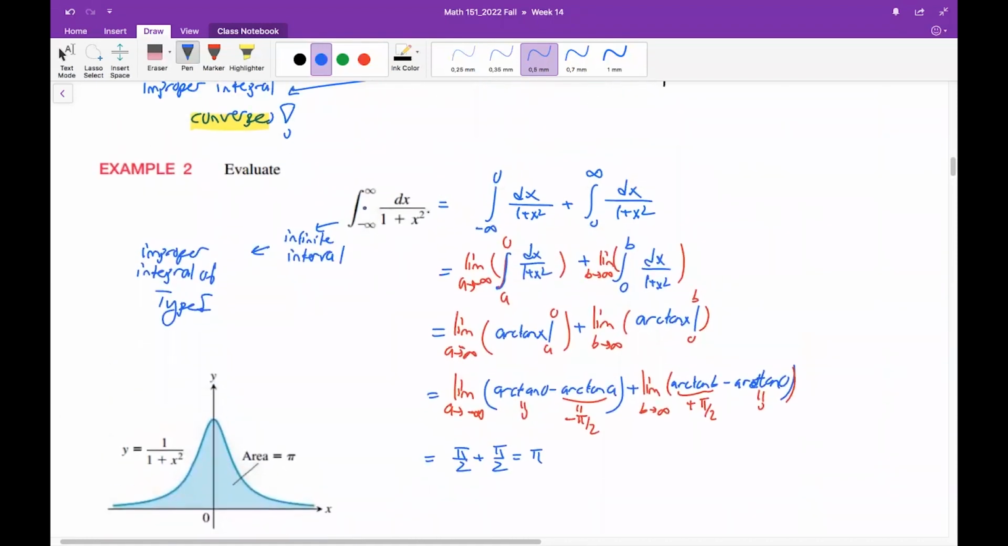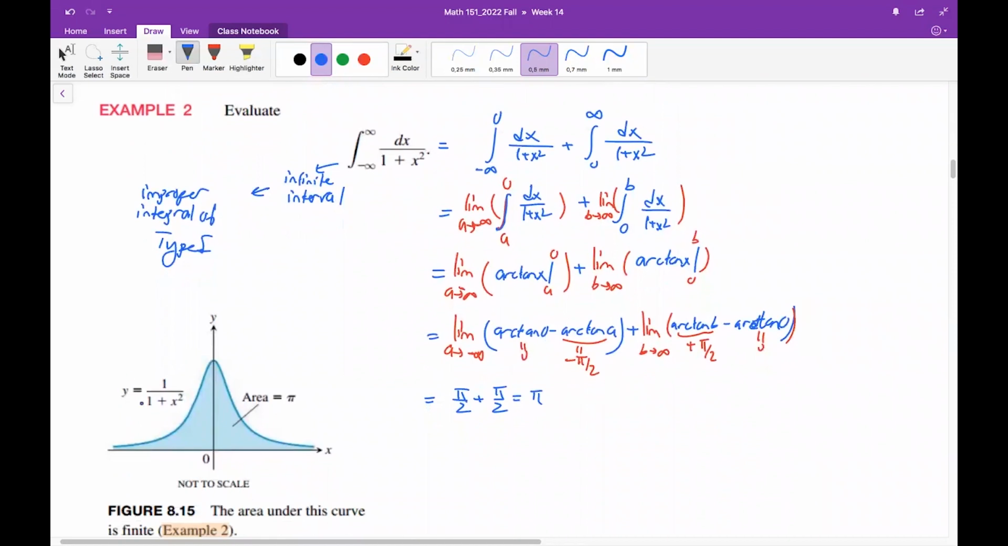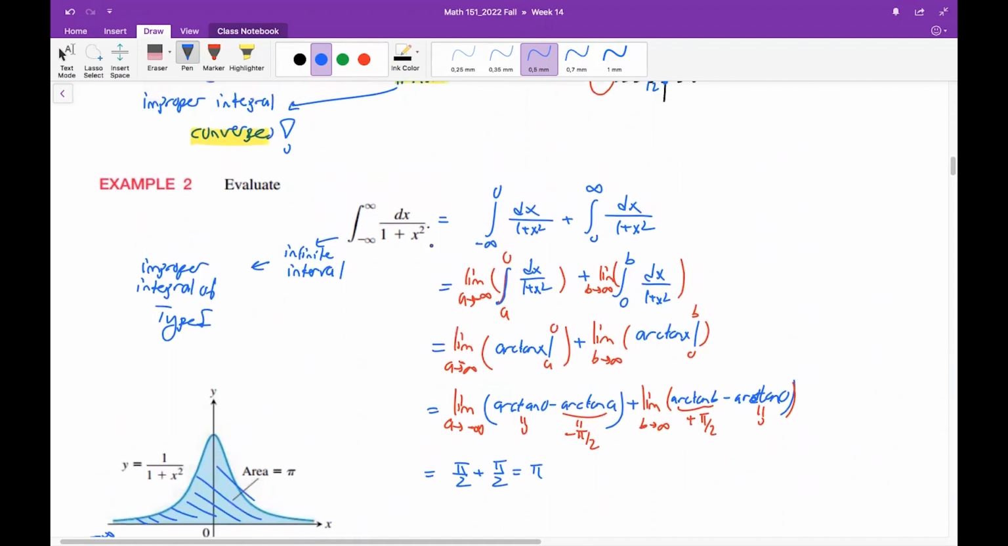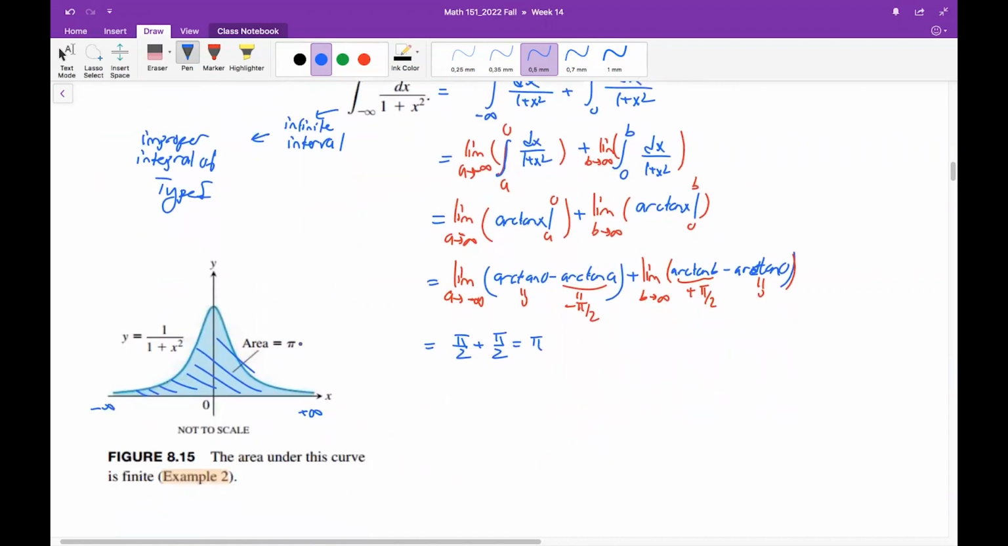So this integral from minus infinity to infinity of this function corresponds to the area under that curve over the whole real line, from minus infinity to plus infinity. We computed this integral by treating it as an improper integral of type 1, using limits, and we computed the result as pi. Since the result of the improper integral is finite, you can call this improper integral convergent. This converges because the result is finite.